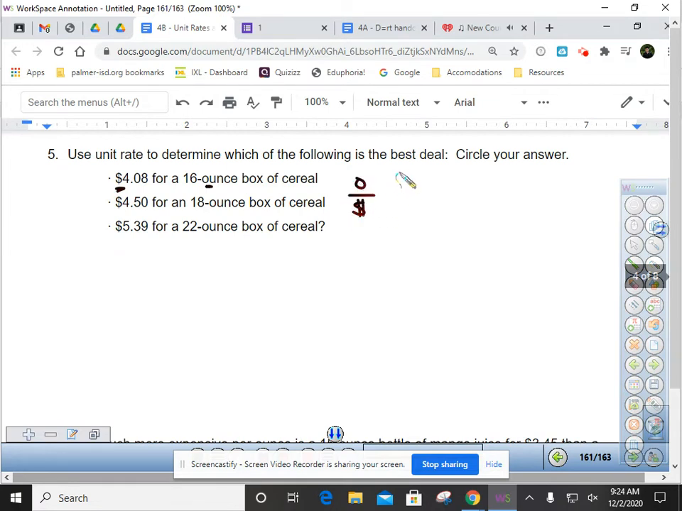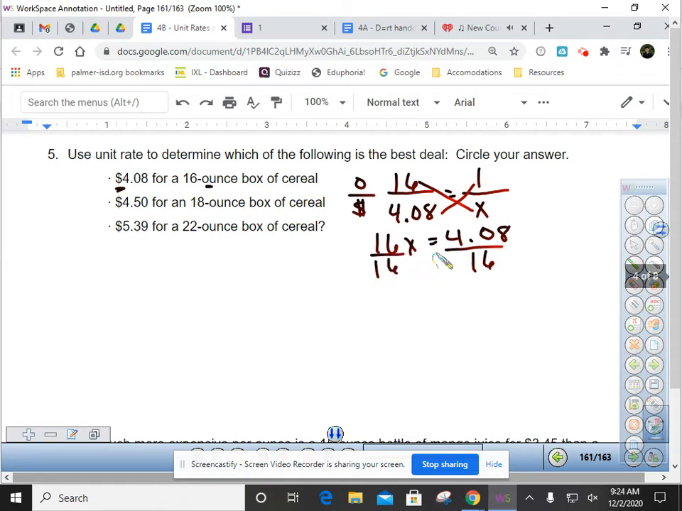I'm going to do the very first one. How many ounces do I have? Over how much money? Over $4.08. And it wants to know unit rate, that's per ounce. Where does the 1 go? Top. So if I cross multiply, 16x equals 4.08. How do I solve that? You divide. Divide by what? 16, both sides.